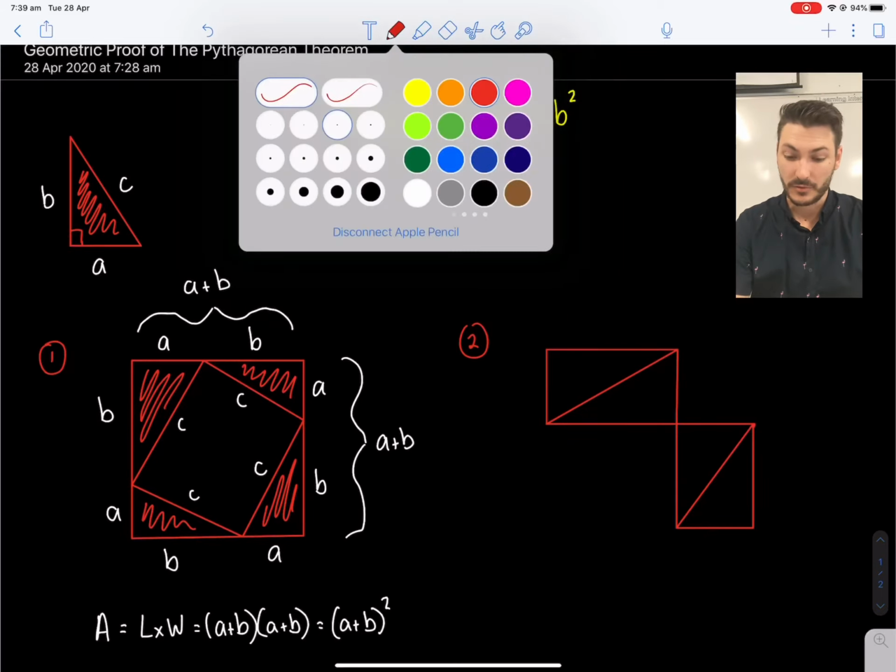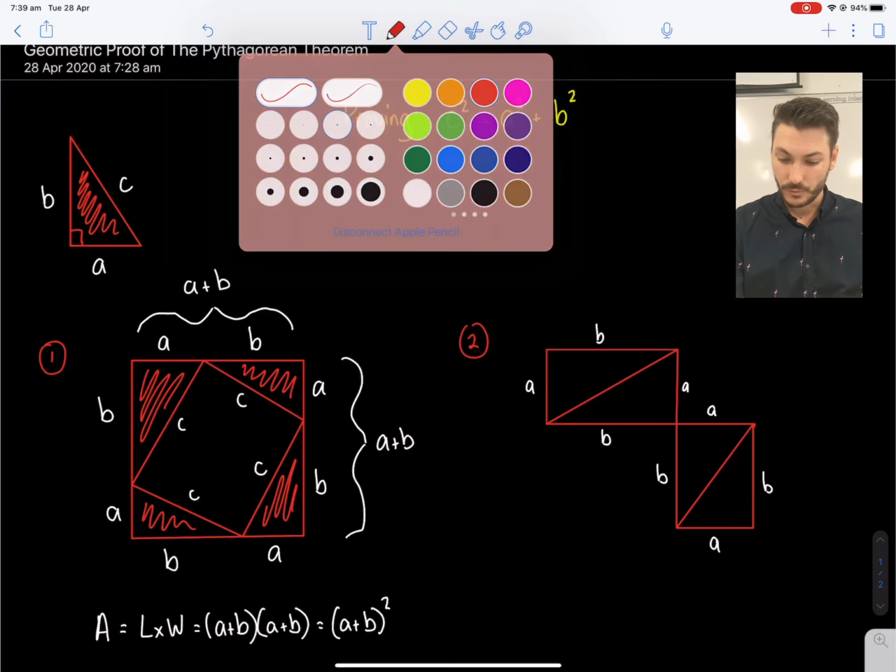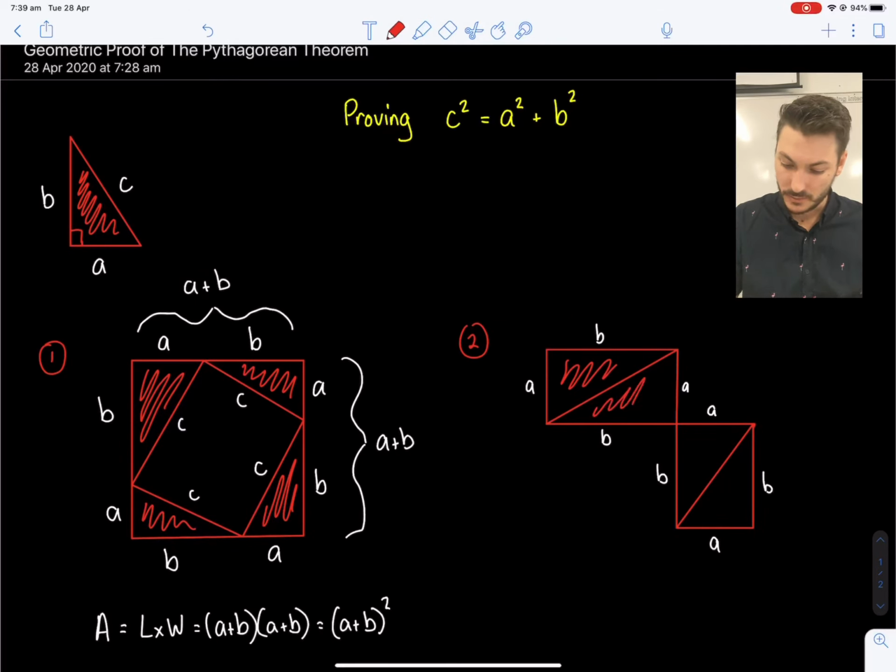So I'm going to label this configuration as well. Short side length A, long side length B, short side length A, long side B, short one A, long one B, short one A, long one B. So again, I've got my 4 right angled triangles that have side lengths A and B.